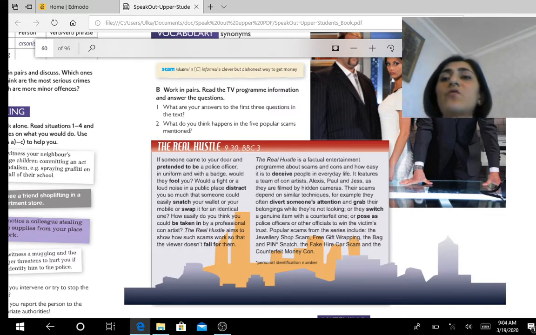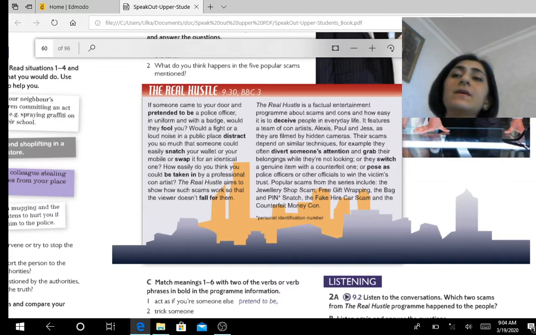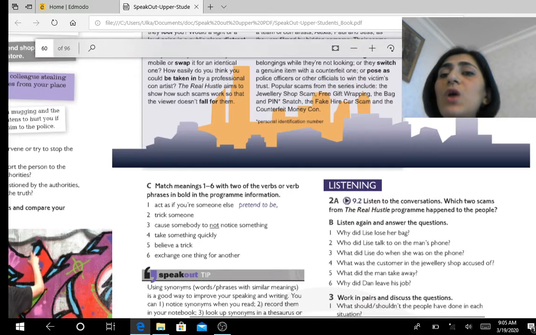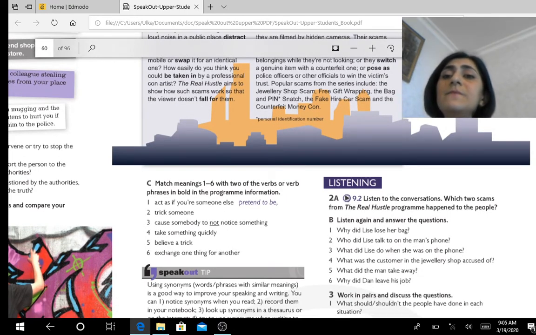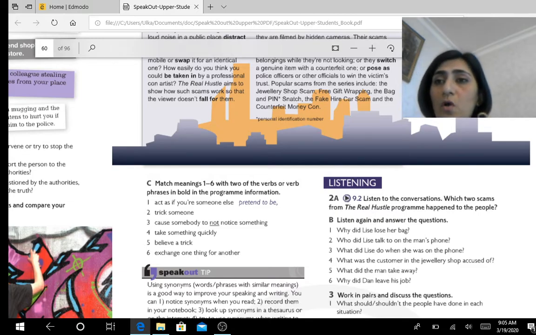This is an extract from a TV program called The Real Hustle. Here, we don't usually do the reading part a lot, as it's listening comprehension and speech. You will just scan the text, and you see you have bold words. This is your new vocabulary. And to work with this vocabulary, you will go to exercise C, match meanings from 1 to 6 with the verbs and verb phrases involved in the program information. The first one is done for you. So they gave you one definition, and you have to find the bold word from above.